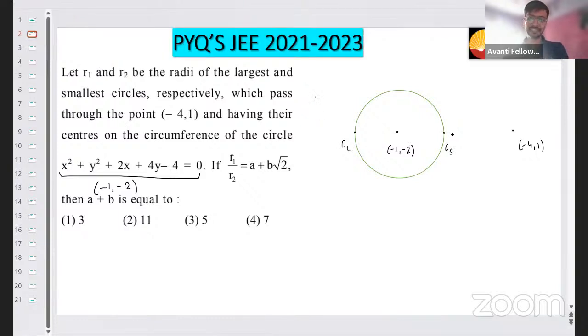So if this is the center of the smallest circle, this distance will be R2. Correct, guys? And this total distance will be R1 and this distance will be R2. Correct, guys?